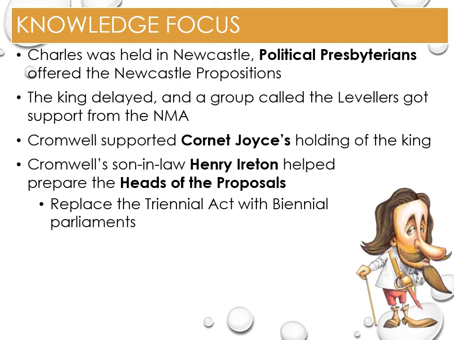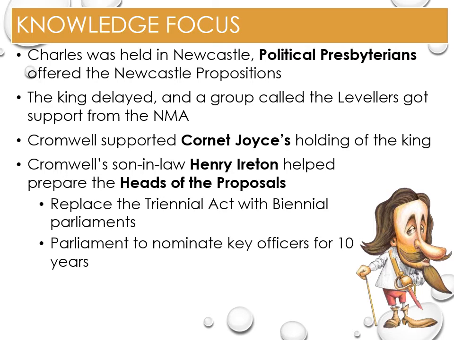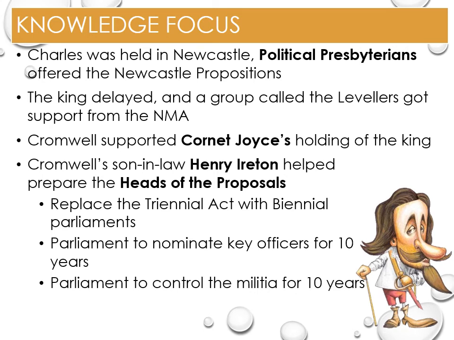Instead of triennial parliaments, there would be biennial parliaments. Rather than 20 years, Parliament would nominate key officers for 10 years. It would only control the army for 10 years. And rather than banning bishops, there would be a limit to their power. This was a much fairer offer to Charles.